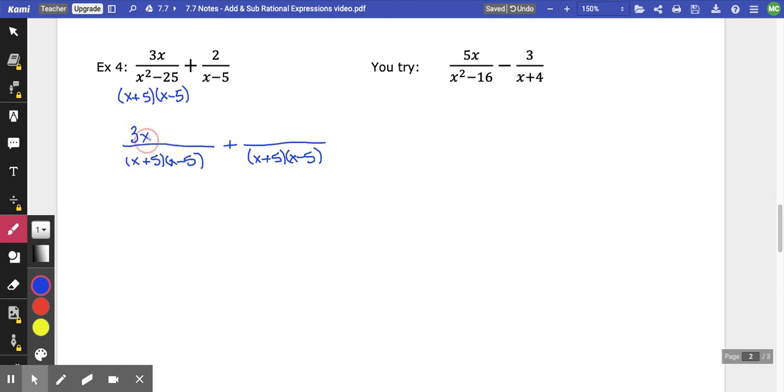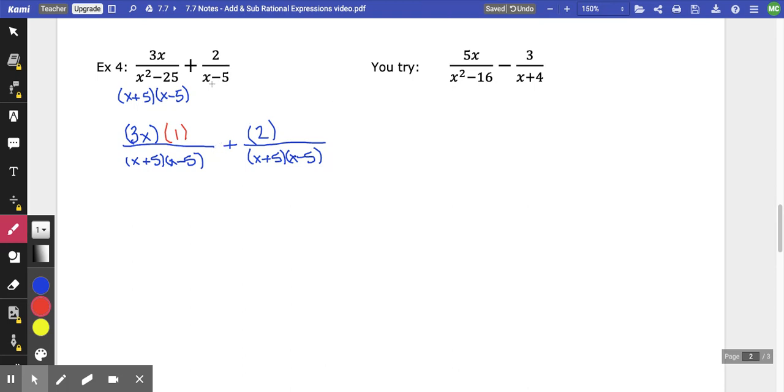All right, now once again, anything I do to change the denominators is going to change the numerators as well. So I'm going to go through and see what I had to do to that first denominator to turn it into my least common denominator. Now it was x plus 5, x minus 5, and I want it to be x plus 5, x minus 5. So that means it didn't change. Or I could say I just multiplied it by 1. So I'll do the same to the numerator there.